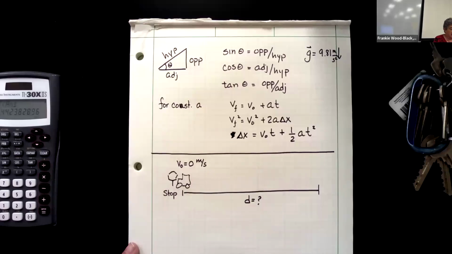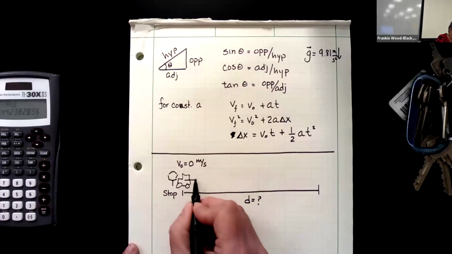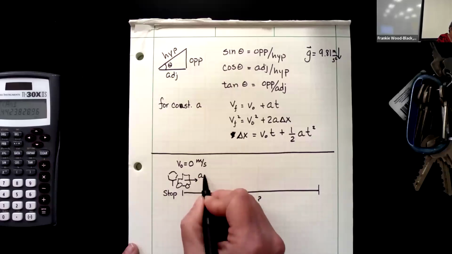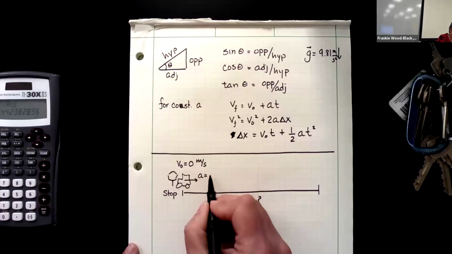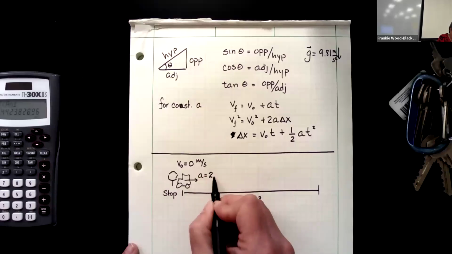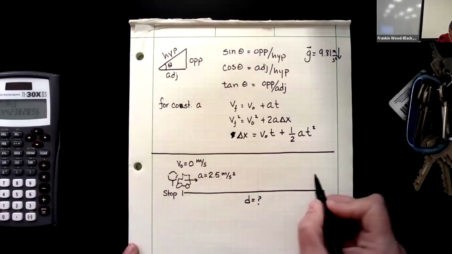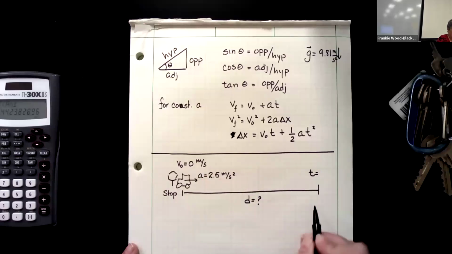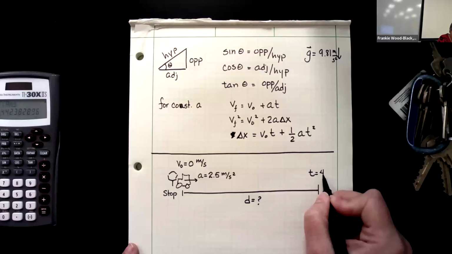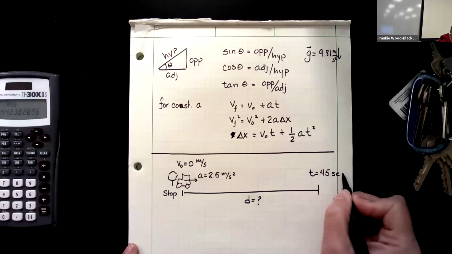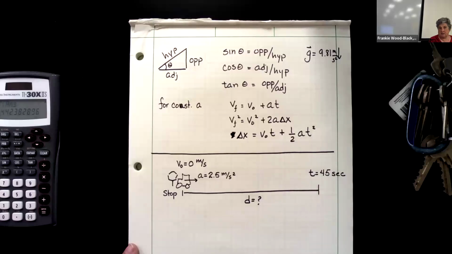And now what we're going to do is we're going to accelerate at 2.5 meters per second squared. And the time that it takes us to get to this spot is 45 seconds. We want to know the distance. Okay, we want to know the distance. So we've got to figure out what we know and what we don't know.